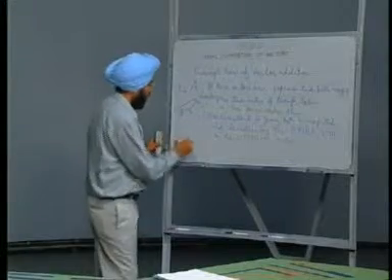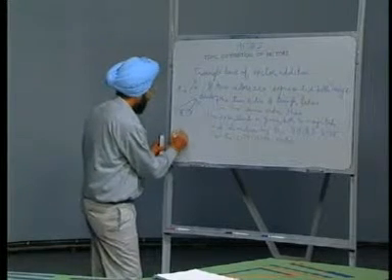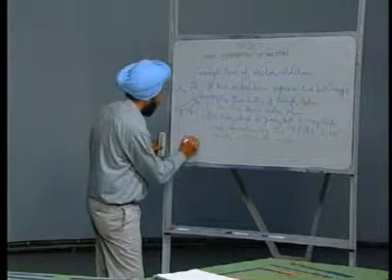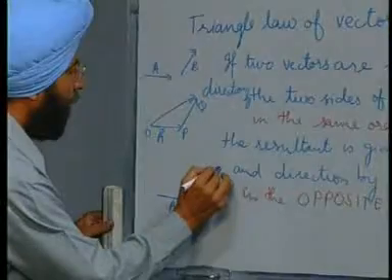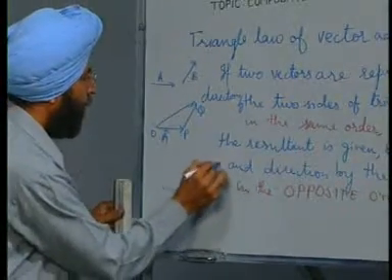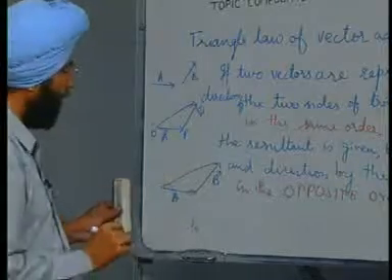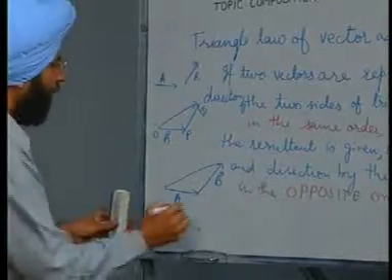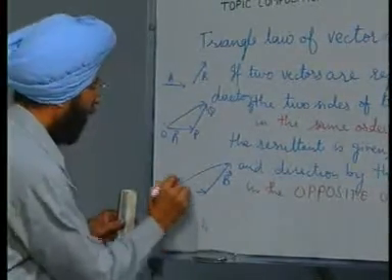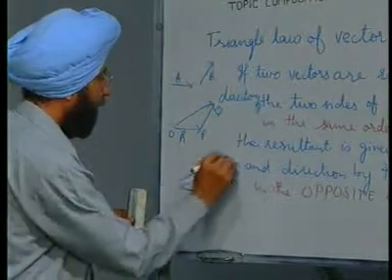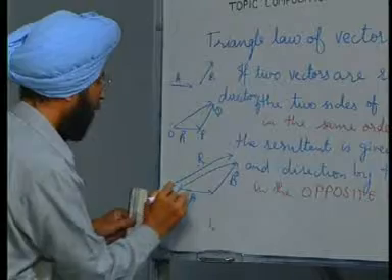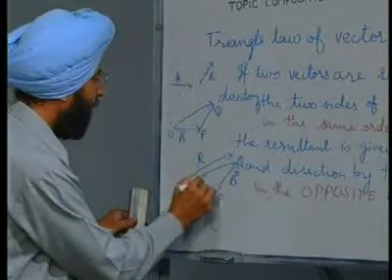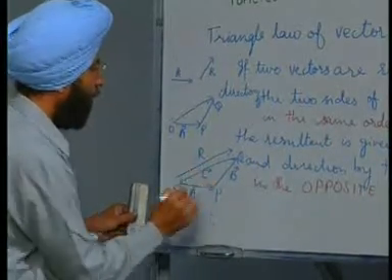Now, if instead of two sides, we have three vectors A, B, C, all the three sides taken in the same order are added. Then what will be the result? Here R is directed from O to Q, but C vector is directed from Q to O.